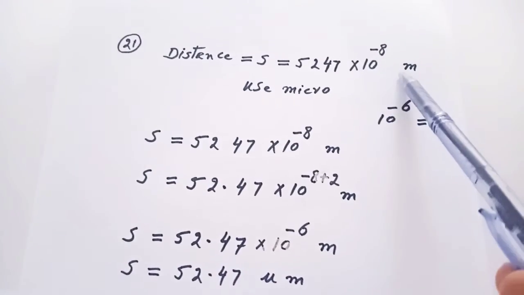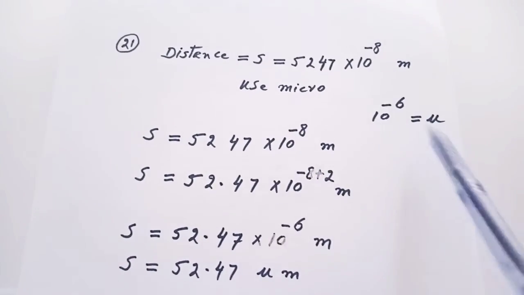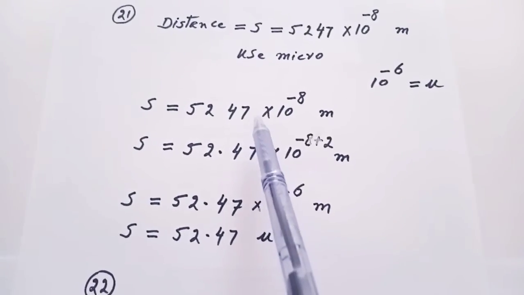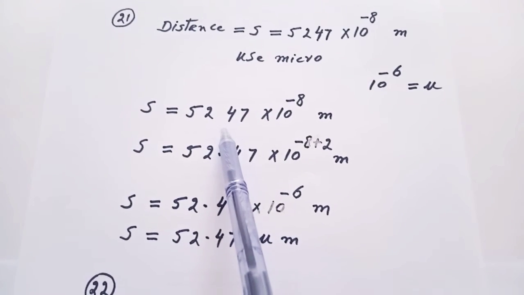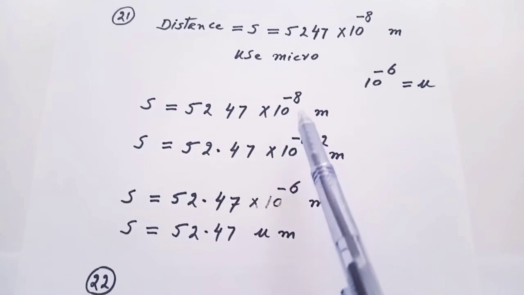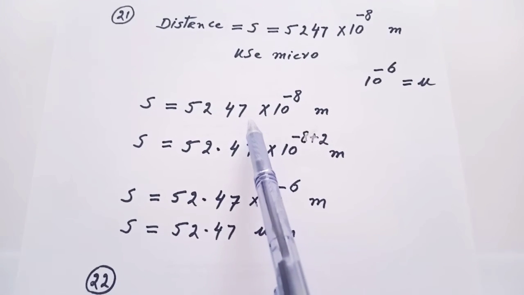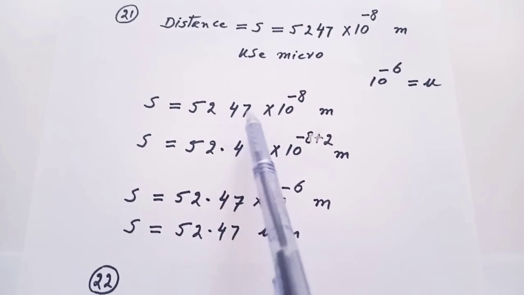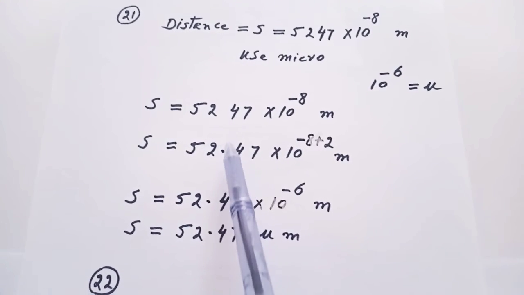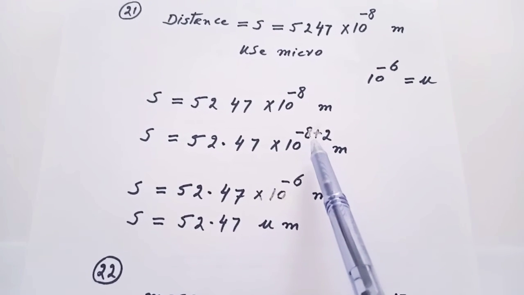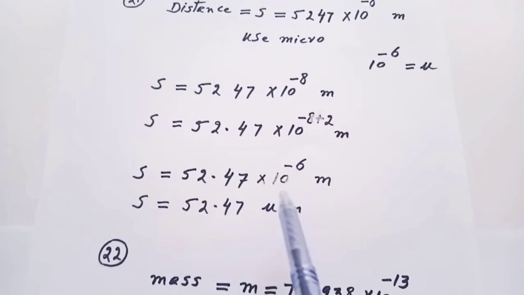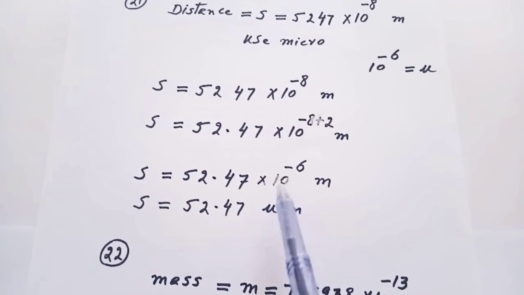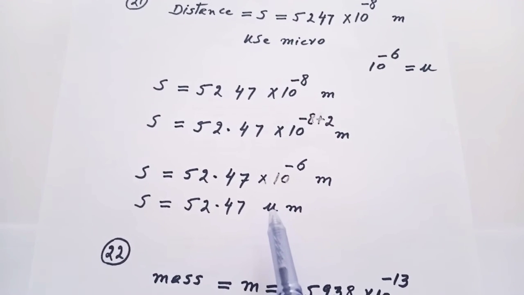So here is the distance in meter. Use micro. 10 power minus 6 is micro. When we shift the point through the 2 digits, the power will increase. When the point is shifted in this direction, the power increases. So minus 8 plus 2 is minus 6. And 10 power minus 6 is micro. So micro is the prefix here.